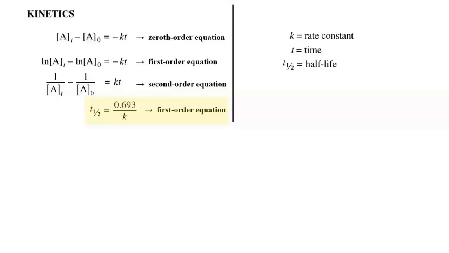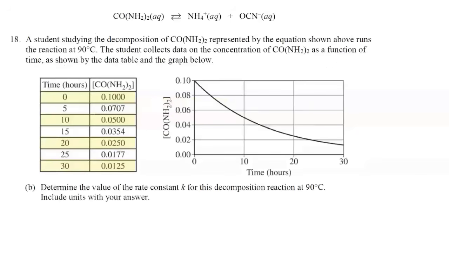So I'm going to rearrange this equation to solve for K. K is equal to 0.693 divided by the half-life. Again, we know the half-life from the data in the table. The half-life is 10 hours because it takes 10 hours for the concentration to decrease by half. So K is equal to 0.693 divided by the half-life, and the half-life is 10 hours. On my calculator, I get 0.693 divided by 10, 0.0693.